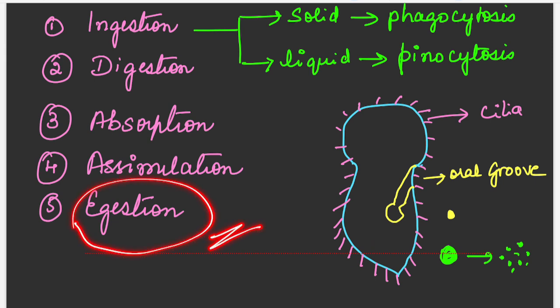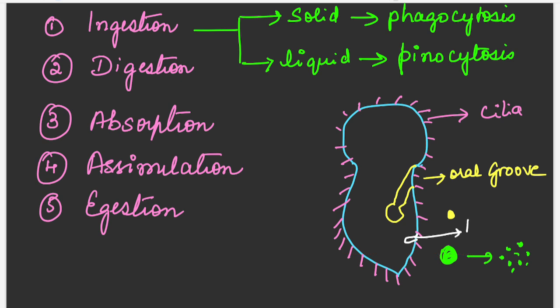And then the fifth step is egestion. Egestion means throwing out the waste material. And in paramecium there is a specific structure, which we call the anal pore. Somewhere here the anal pore will be present. So this is the anal pore. Through the anal pore, the undigested food or the waste material will be thrown out of the paramecium. So this is the nutrition in paramecium.